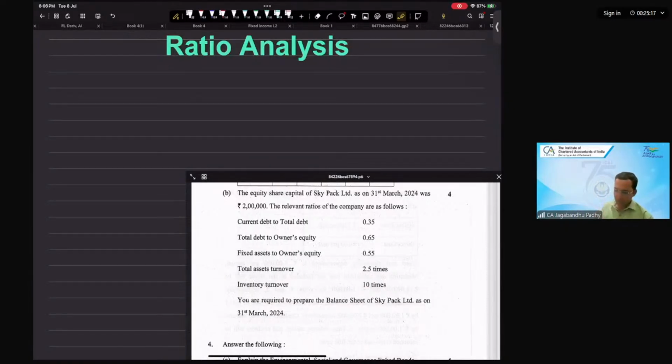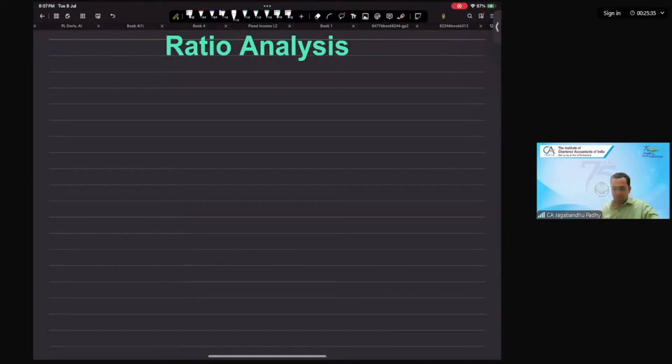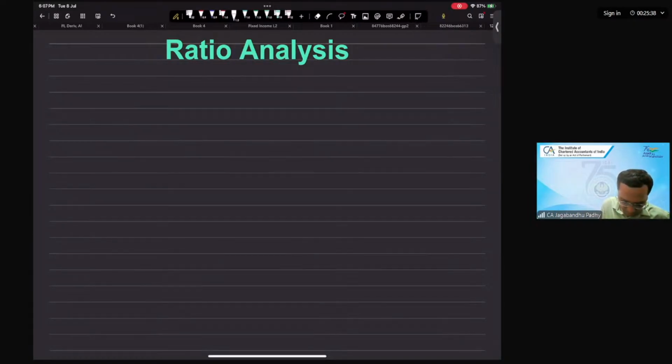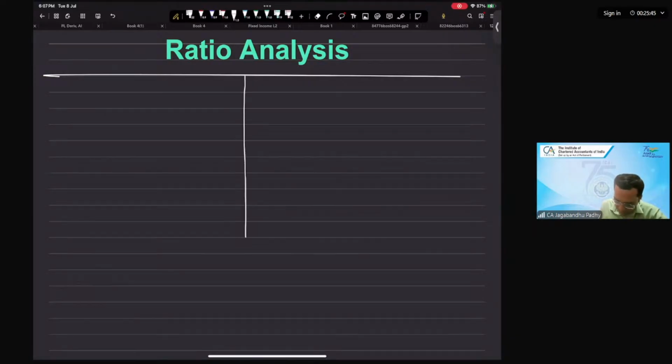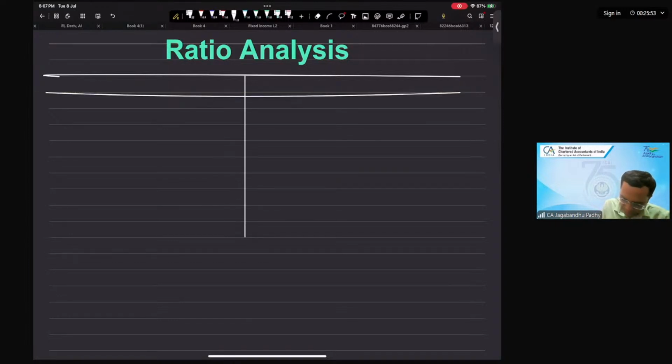Equity share capital as on 31st March is 2 lakh, and all the rest have been given in the form of ratios, and we are supposed to prepare the balance sheet. Now remember, whenever we have questions wherein we are required to prepare a balance sheet, we should prepare the pro forma of the balance sheet in front of us, filling it up with whatever items are possible. We can definitely go with a T format. There's no harm in that. So we're recording it as liabilities and assets.